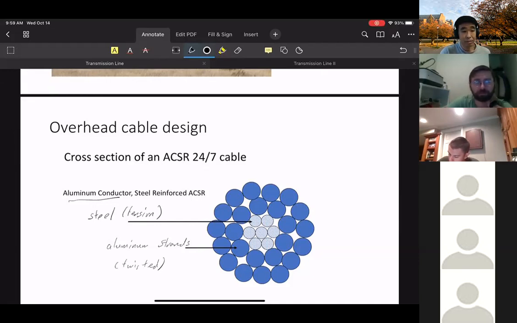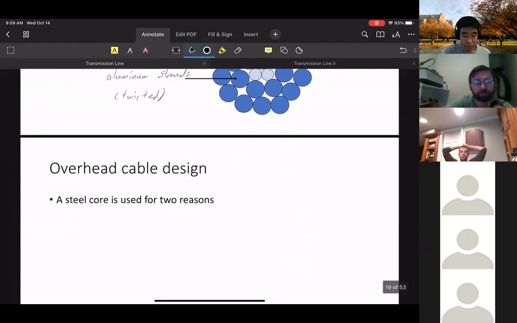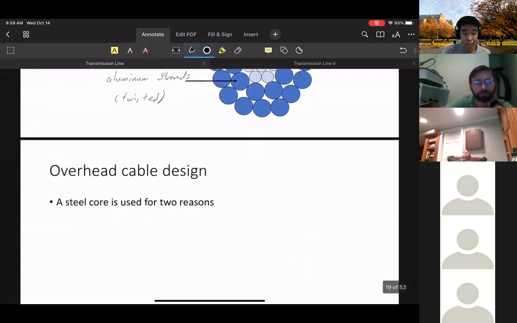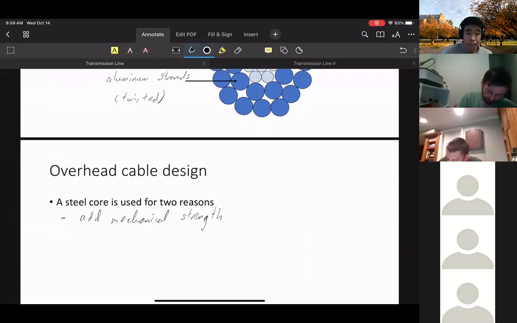Okay, so last things. We put in a steel core. There are two reasons for it. One is that it adds mechanical strength. We want a strong material.